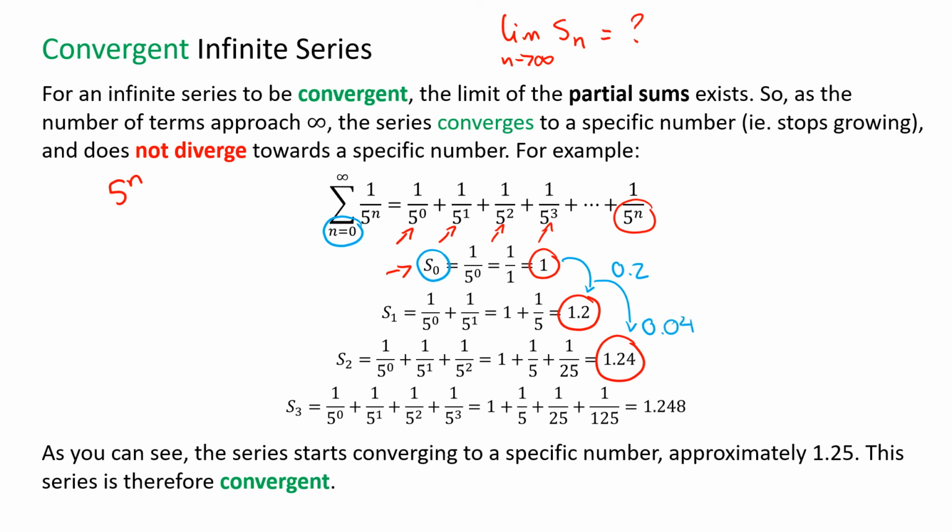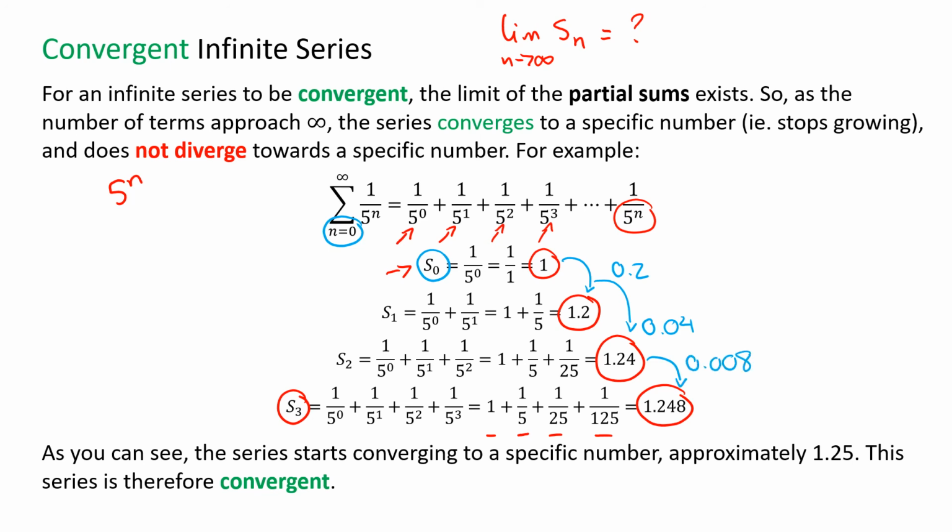The fourth sum, okay, we're calling it S3, again, remember, because of the S0, is 1 divided by 5 to the exponent 0 plus 1 divided by 5 to the exponent 1 plus 1 divided by 5 to the exponent 2. So that's everything from the previous sum plus 1 divided by 5 to the exponent 3. So we have 1 plus 1 over 5 plus 1 over 25 plus 1 over 125, which gives us 1.248. So you can see here, this change is now 0.008.